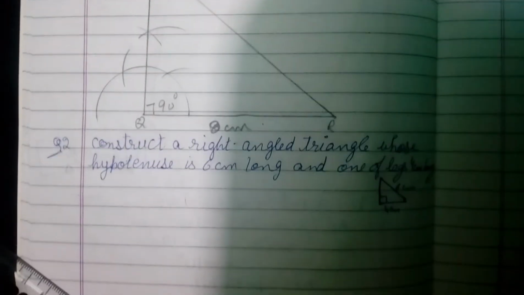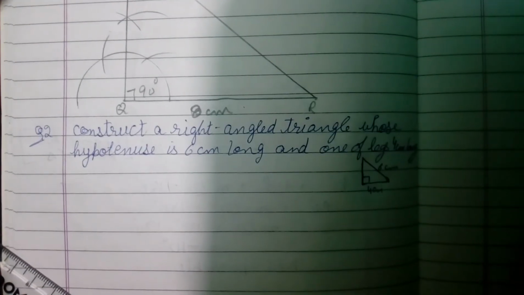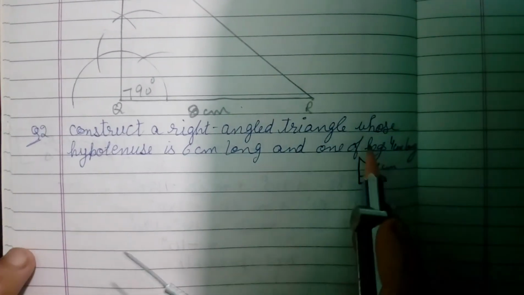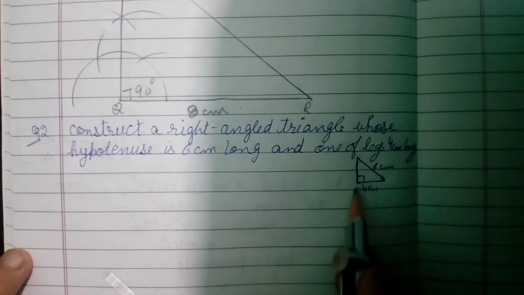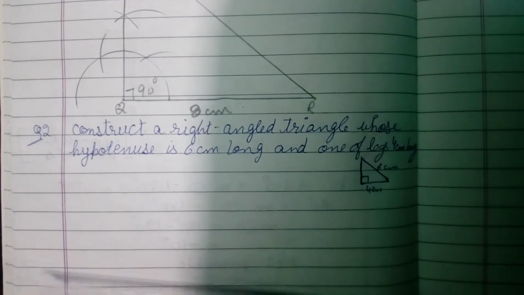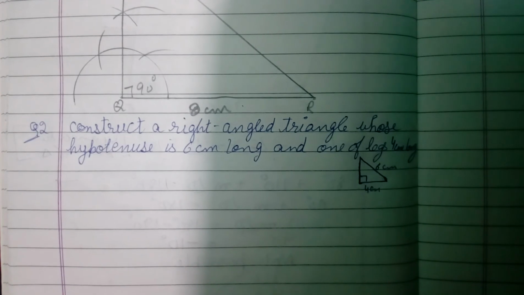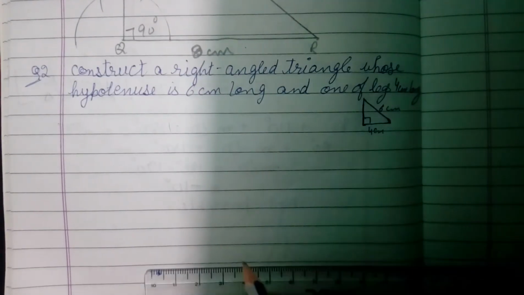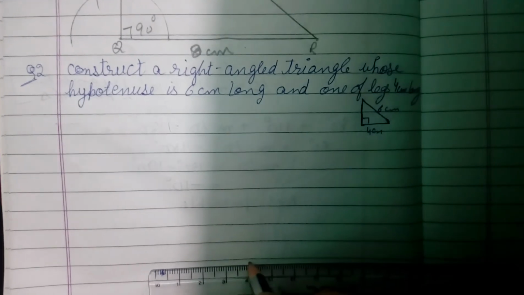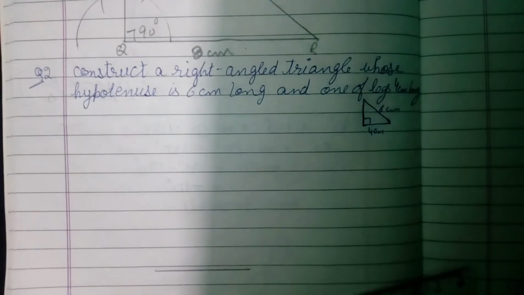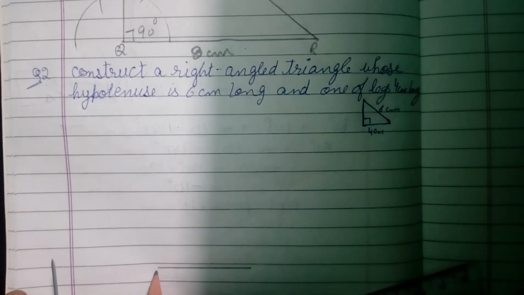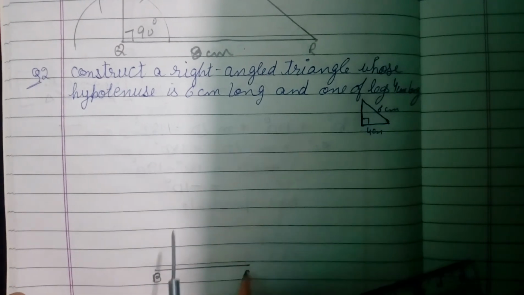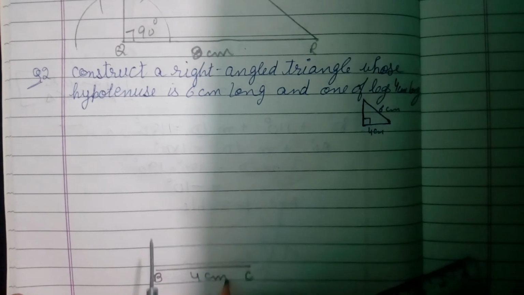Second question is construct a right angled triangle whose hypotenuse is 6 centimeter, same way, and one of the legs is 4 centimeter. Now again draw a line segment of 4 centimeter with the help of scale. Name is not given, so name it as you want. Suppose I have written BC 4 centimeter.